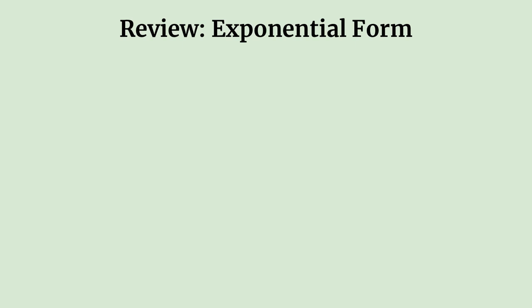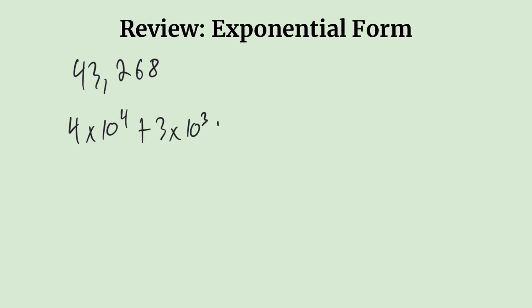Exponential form then, now it's 4 times 10 to the power that equals 10,000, which is 4 zeros, so that's 4 times 10 to the 4th, plus 3 times 10 to the 3rd, plus 2 times 10 squared, plus 6 times 10 to the 1, plus 8 times 10 to the 0.